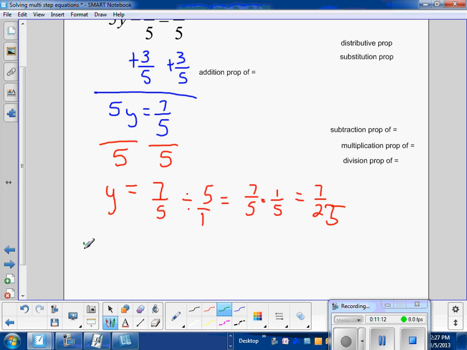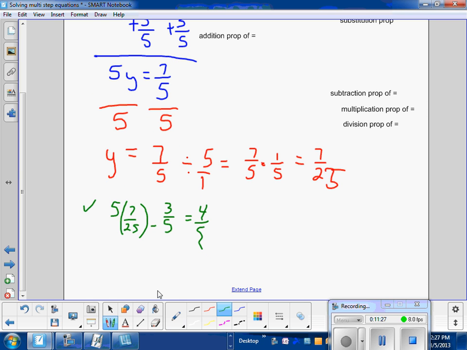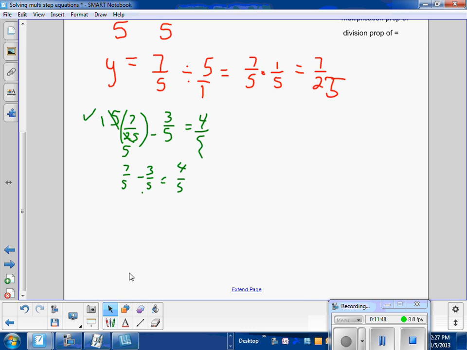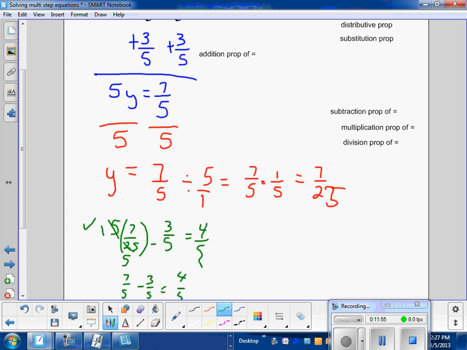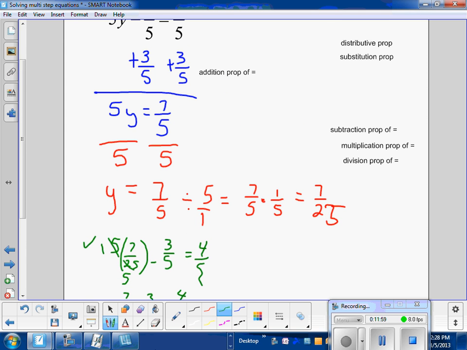So let's check this one. We're going to say 5 times 7/25 minus 3/5 equals 4/5. So here we can just cancel that out, reduce that, and now I have 7/5 minus 3/5 equals 4/5. And 4/5 equals 4/5. So it checks. And those are just a few examples of how to solve multi-step equations and justify your steps.